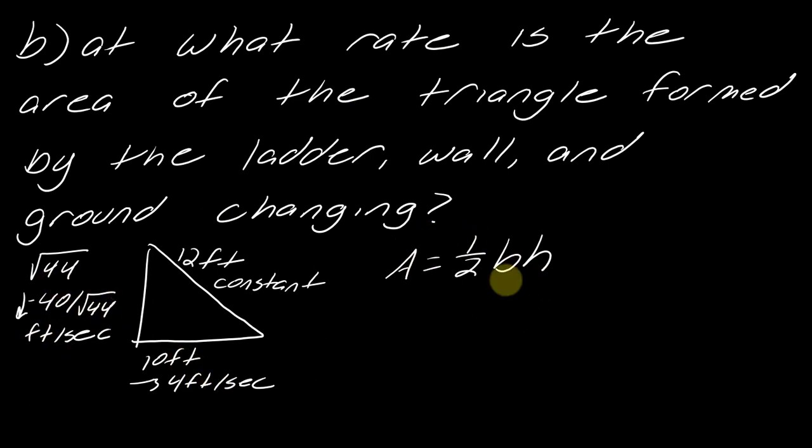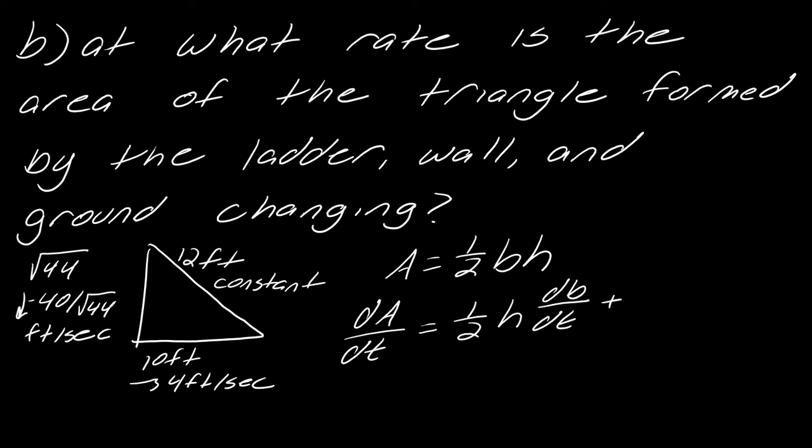Now as I take the derivative, once again with respect to time, this will be dA/dt equals 1/2. I have to use the product rule. First I take the derivative of b, which leaves me h, times dB/dt, and then plus 1/2 b times dH/dt. Okay, there are all my pieces. I needed all this information from part A, but the 12 actually doesn't have anything to do with this, and now I have enough information to solve it because I can just plug everything in.